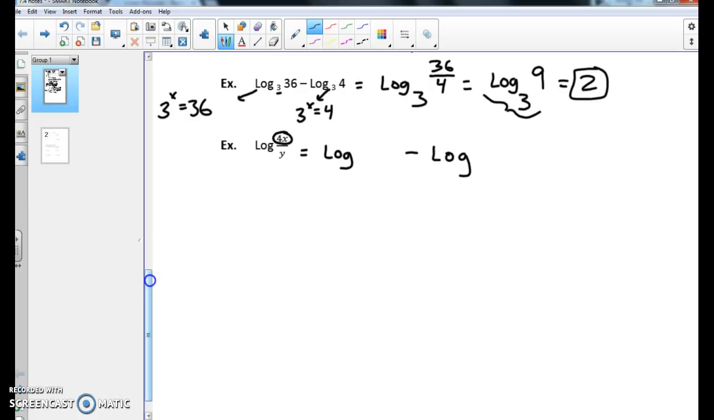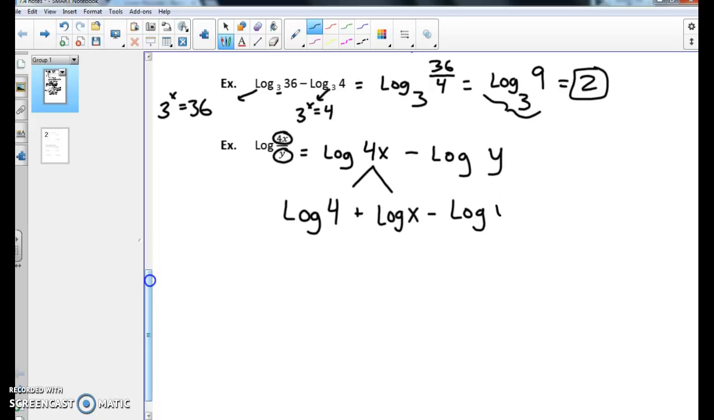I have 4x on top, so that's going to go first. And I have y on bottom, so that's going to go second. So I get log 4x minus log y. Good. Now if you catch this, you might notice that the 4 and x actually deals with the product property, like we just did above. I can actually break this down even further and make this log 4 plus log x minus log y. Cool.